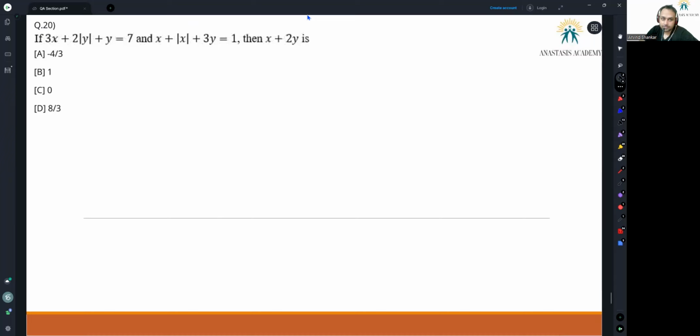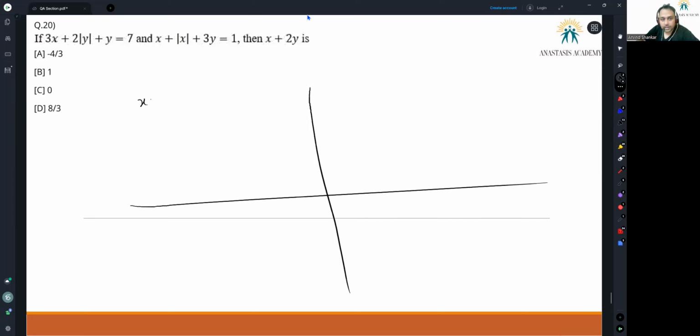Okay, question 20. 3x plus 2 mod y plus y is equal to 7 and x plus mod x plus 3y is equal to 1. Then x plus 2y is. This is a question of patience, simple patience. ये देखिएगा. If x was greater than 0 and y was greater than 0, then the first equation would remain 3x plus 3y is equal to 7 and 2x plus 3y is equal to 1.